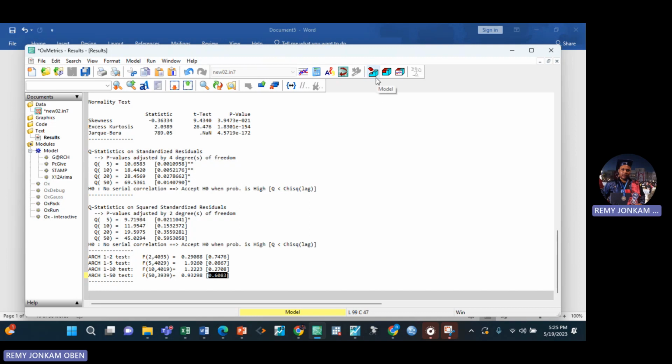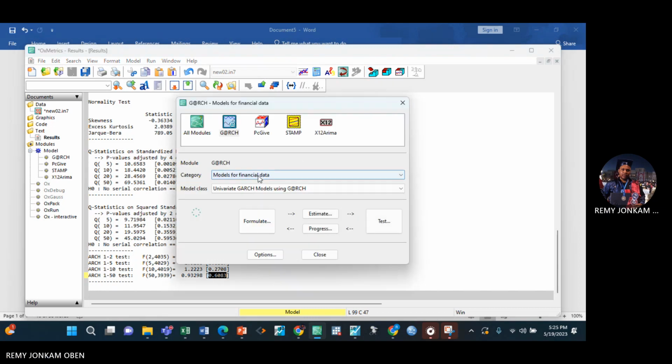But we cannot just use it because there are other models. We need to check other models as well. For instance, let me come here to models for financial data, formulate.